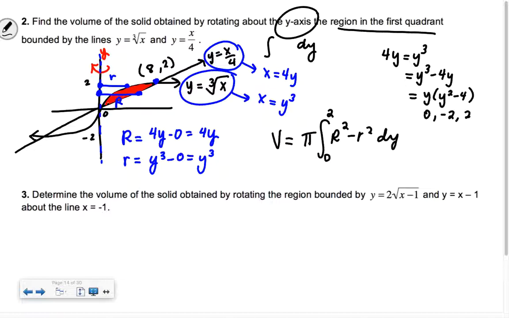And that's another mistake people will make sometimes. They'll put x's there on accident too. So we have 0 to 2, and we have 4y being squared minus y cubed being squared.